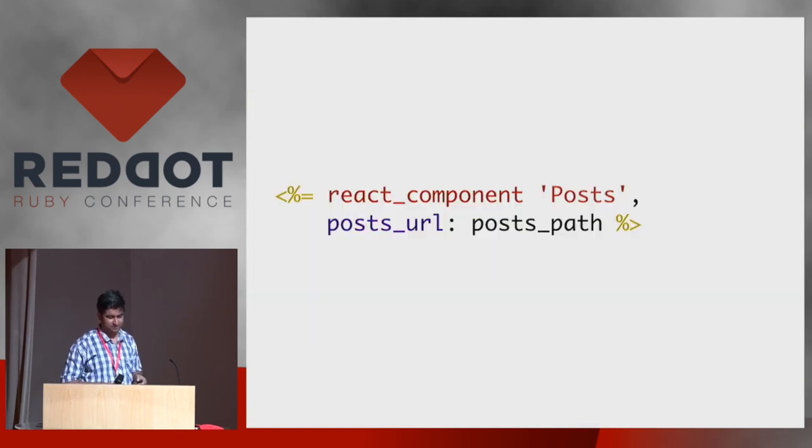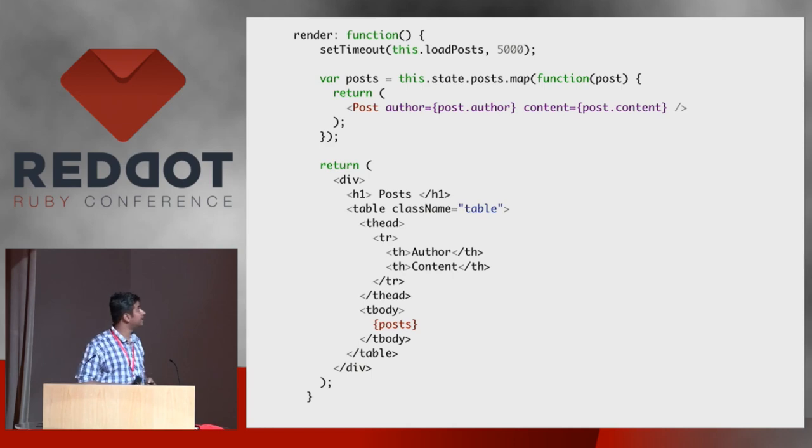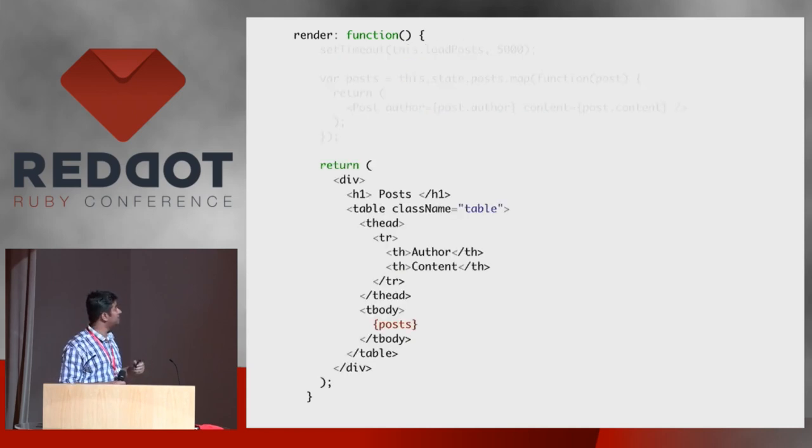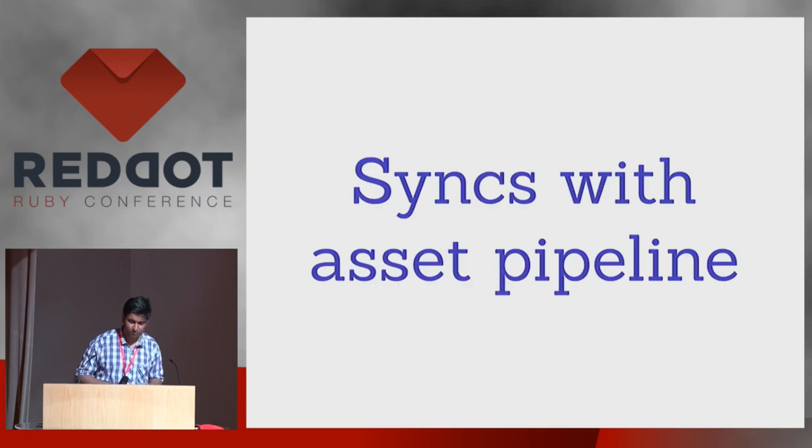This was a simple example. If we want to poll new posts after a certain amount of time, instead of sending the post data directly, we can send a URL. So here I'm sending which URL the client React can poll for new posts. And then we can set a timeout that every 5 seconds, fetch new posts and render everything. I will go a little fast because I'm running out of time. So what it does is it polls the posts and renders the whole table again.